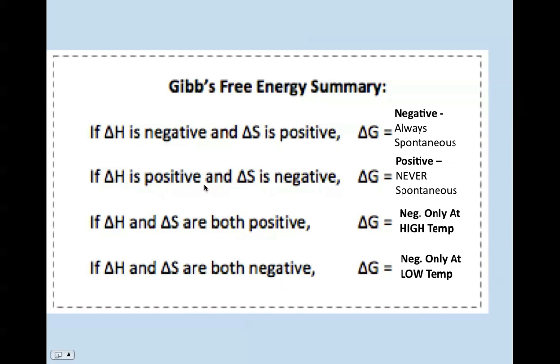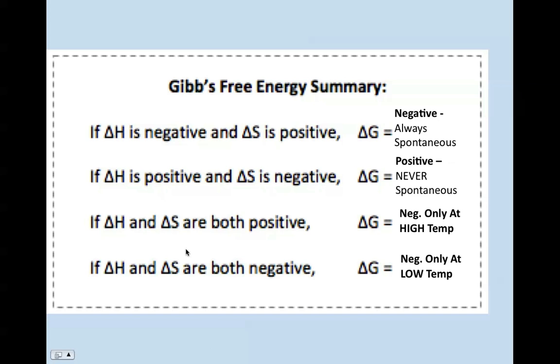All right, so just a little review in summary: if we have negative delta H and a positive change in entropy, it's always going to end up with a negative delta G, so it's always spontaneous. These are both favorable conditions. However, if delta H is positive and delta S is negative, which are both unfavorable, it's going to be a positive delta G at any temperature, so it's never spontaneous. If delta H and delta S are both positive, it can only become a negative delta G, so it can only be spontaneous at high temperatures.